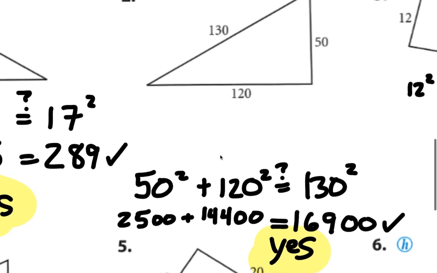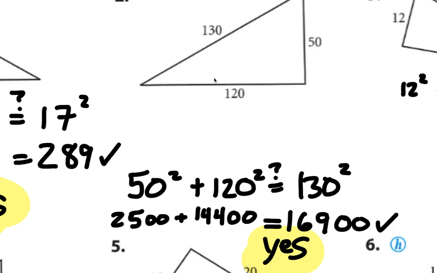So let's see, we've got 50, 120, 130. Does it satisfy the Pythagorean theorem equation? The Pythagorean equation, and we get 50 squared plus 120 squared. Is that equal to 130 squared? You do the calculations, and yeah, it is. So therefore, you can say that it is a right triangle, even though it's not marked.